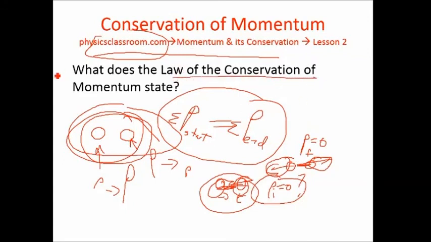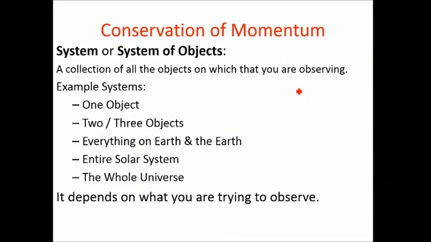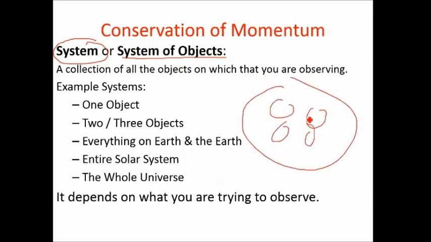The law of conservation of momentum says momentum is conserved when it's in an isolated system, when there's nothing coming in from outside. So no matter what happens in here, the total momentum in there stays the same. Now we have to talk about what a system means. A system for us is going to be a system of objects. It's all the objects that you're watching. That's our system.